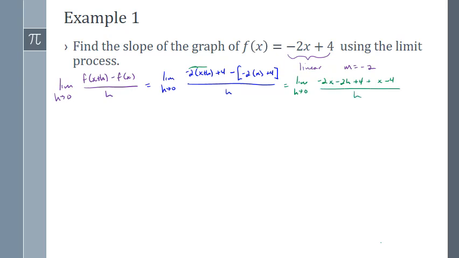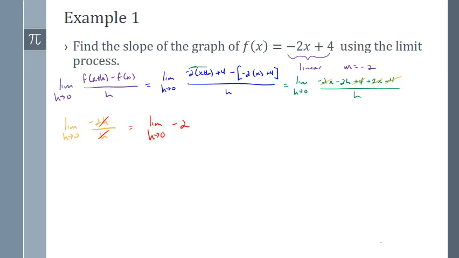We've said before that everything should cancel out appropriately. Oh, I don't know where I got a 4x from. It should have been a 2x. And now those cancel. So I'm left with the limit as h goes to 0 of negative 2h over h. And those h's cancel. So I get the limit as h goes to 0 of negative 2.